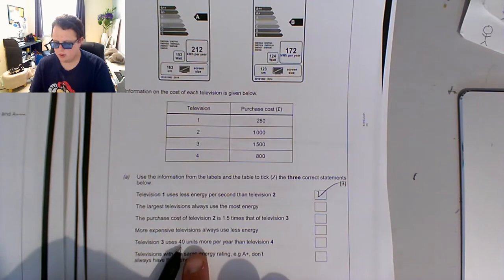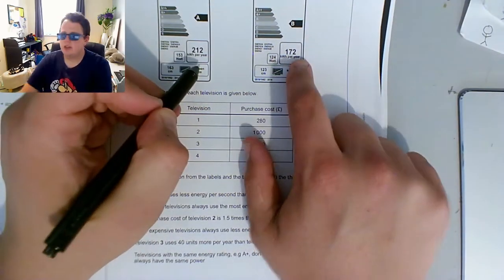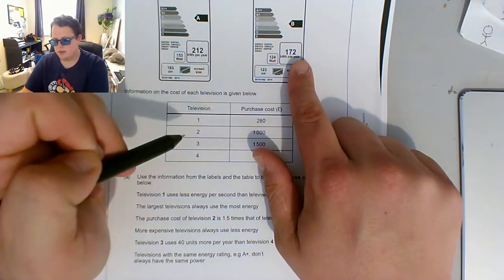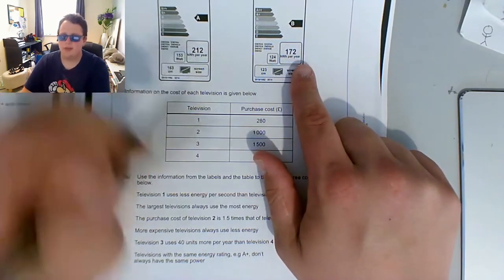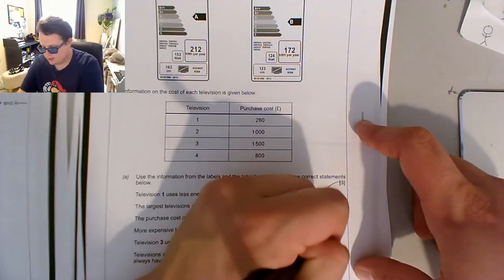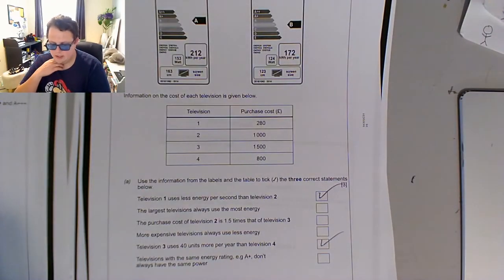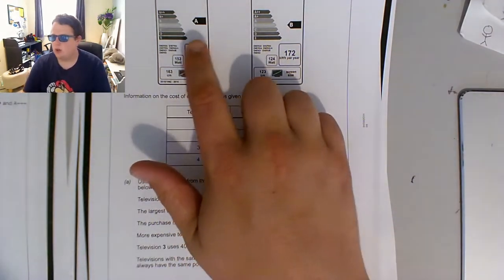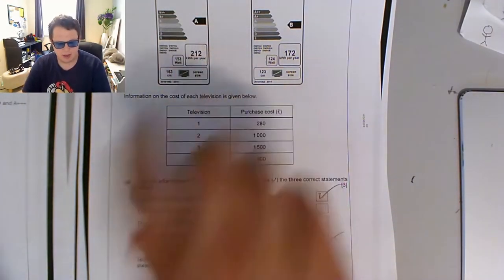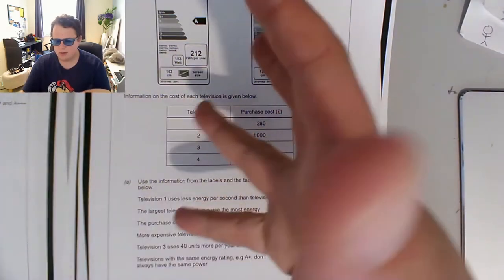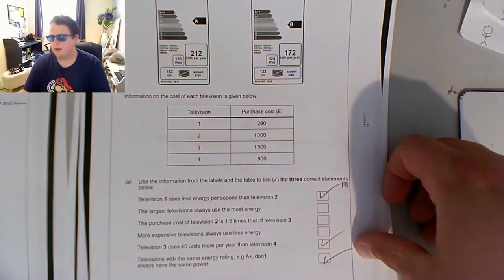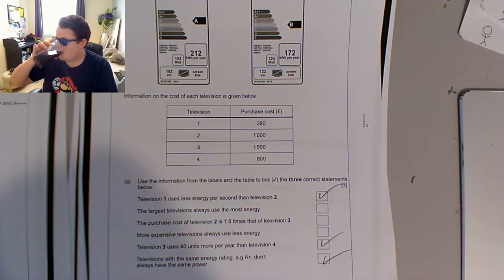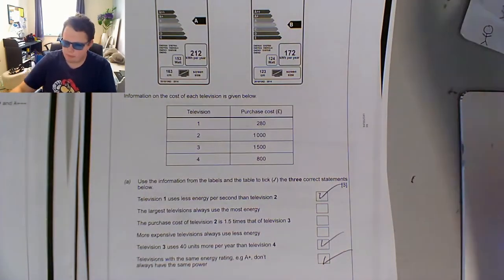Television 3 uses 40 more units per year. Units of electricity, also kilowatt hours. Yeah, 212 take away 172 is 40. So that's correct. And televisions with the same energy rating don't always have the same power. So if we look at 1 and 3, both are A. 1 uses 32, 3 uses 155, so that's correct. So 1 mark for each of these boxes.